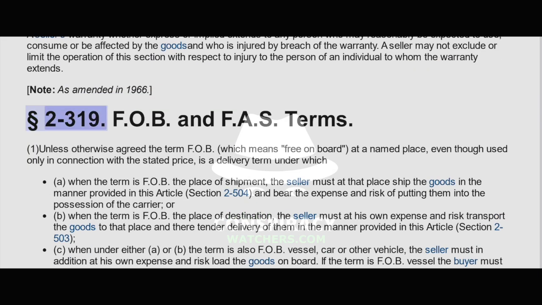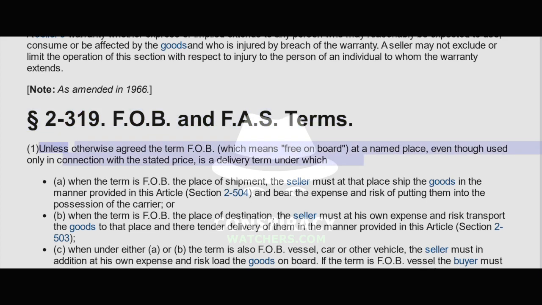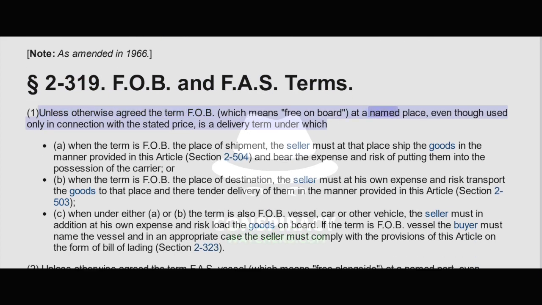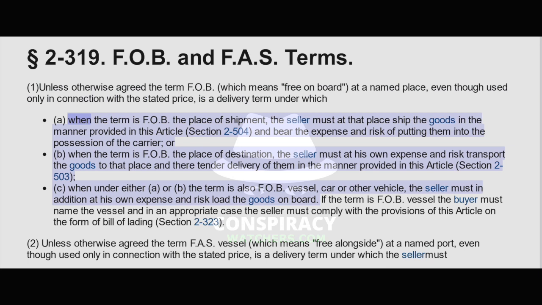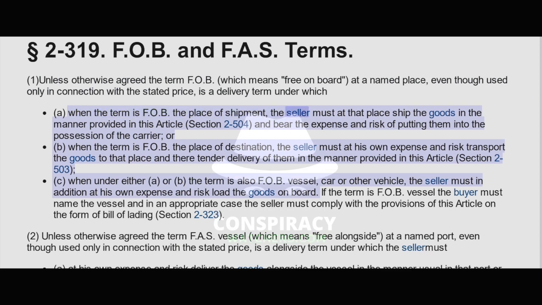Section 2-319. FOB and FAS terms. Unless otherwise agreed, the term FOB at a named place, even though used only in connection with the stated price, is a delivery term under which, when the term is FOB the place of shipment, the seller must at that place ship the goods in the manner provided in this article and bear the expense and risk of putting them into the possession of the carrier, or when the term is FOB the place of destination, the seller must at his own expense and risk transport the goods to that place and there tender delivery of them in the manner provided in this article. When under either of these the term is also FOB vessel, car or other vehicle, the seller must in addition at his own expense and risk load the goods on board.